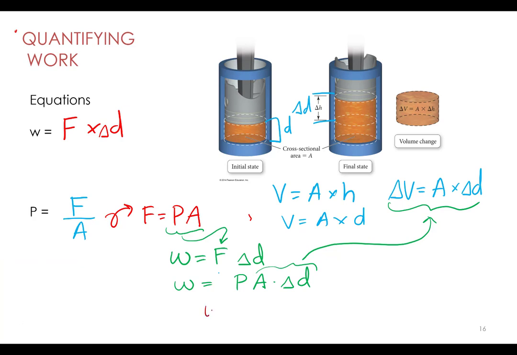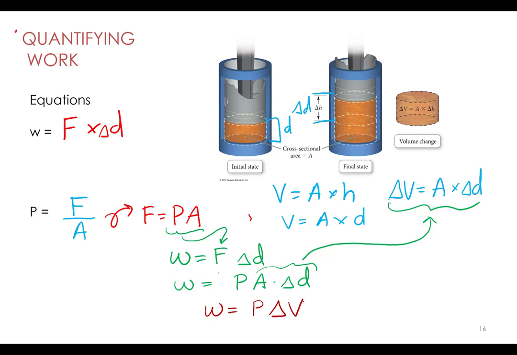So now we've got work equals the pressure times the change in volume. That's how we can quantify work: we measure the pressure of the atmosphere, if we're doing the work on Earth, which we usually are, and measure the change in volume of our system, and we can get work. The only thing is, we've got to make the signs make sense.